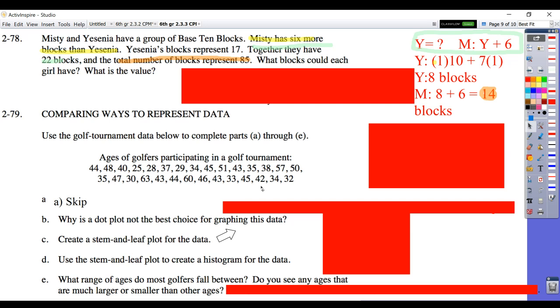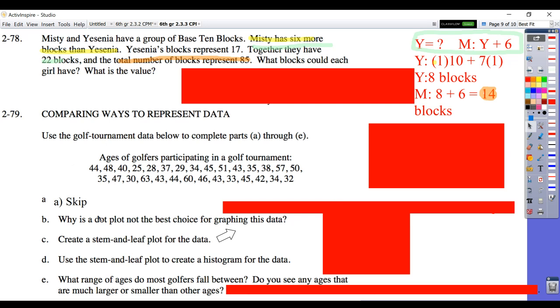Remember, a dot plot would be where you'd have the numbers and they have to go by ones, and then you're going to put a dot above it for every number that's represented. So for example, you'd have 25 would have a dot above it. You have to have 26, even if there isn't a 26, 27, 28 would have at least one dot because I see a 28 here, 29, and so forth. Why would that not be a good way to represent this data?